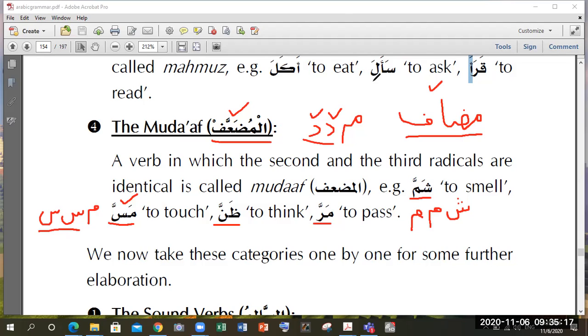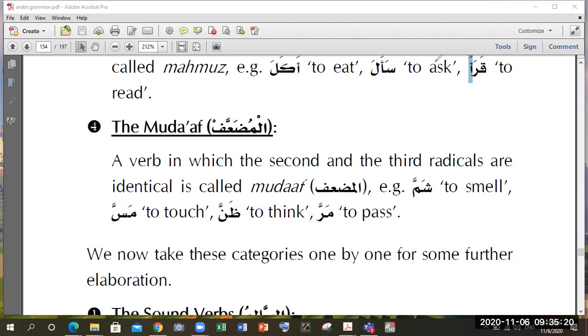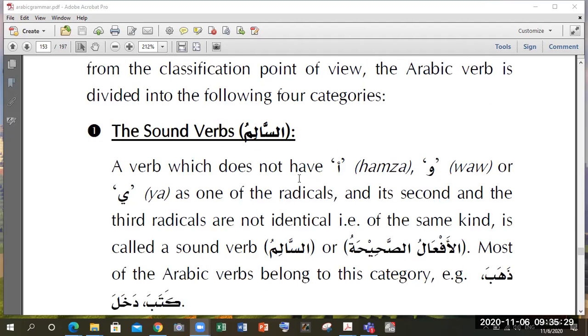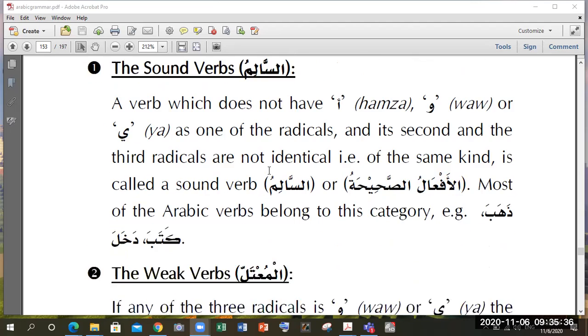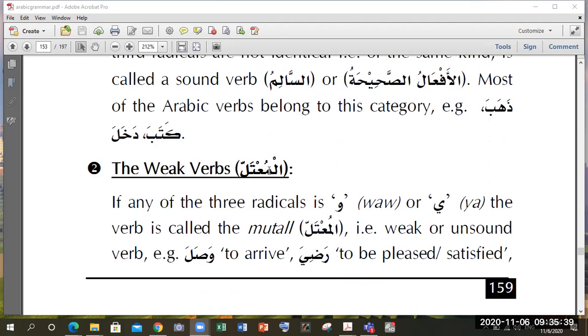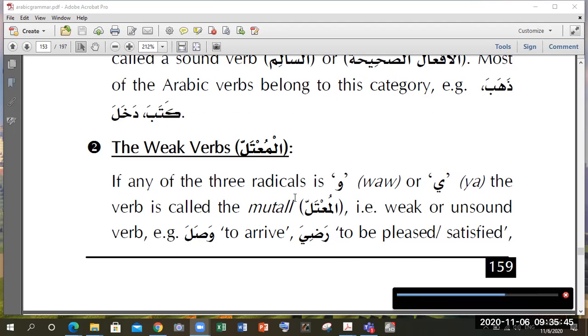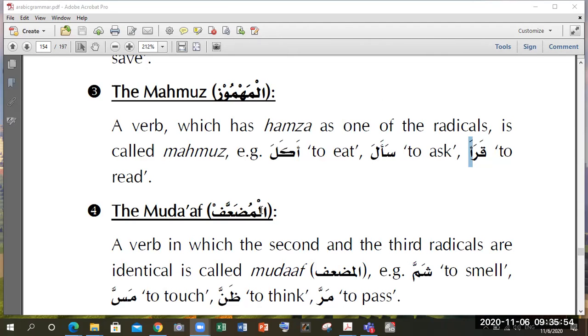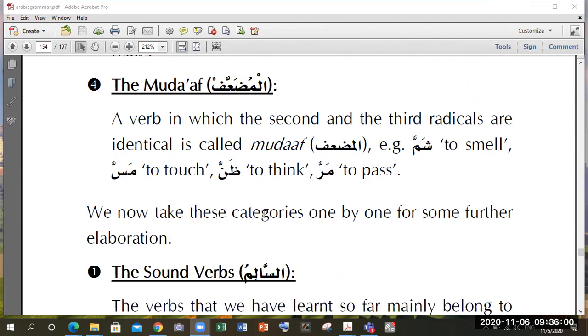So I think that's all for today. We just understood four categories of unsound verbs. Sound verbs are those free of all these problems, and unsound verbs are those that have some problem. What kind of problem? Maybe one of the harf illa, waw or ya, is coming. Or maybe hamza is coming, then it will be mahmuz. Or maybe one letter is repeated twice, then it will be muda'af. So these are the four total categories of a verb.